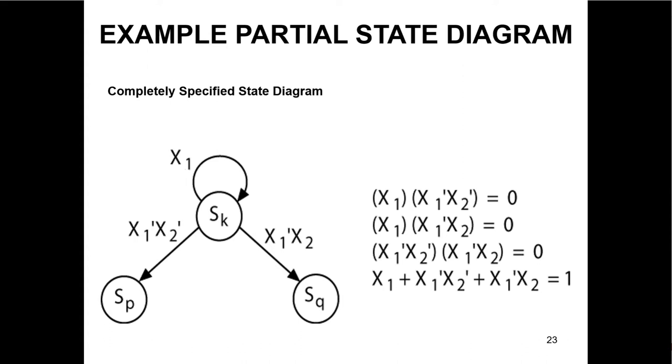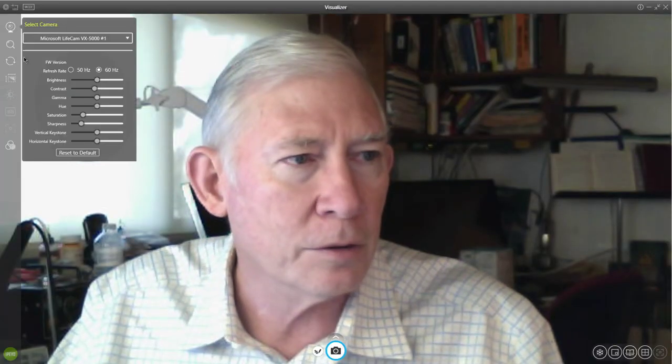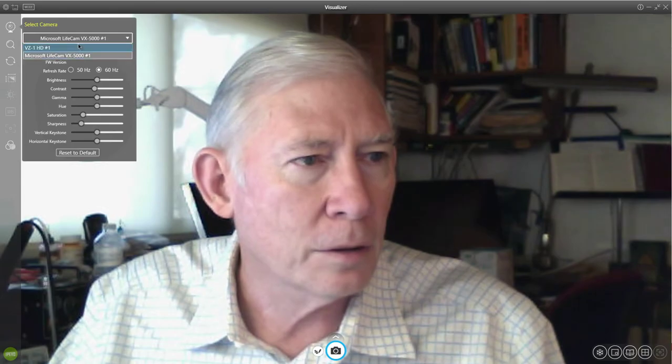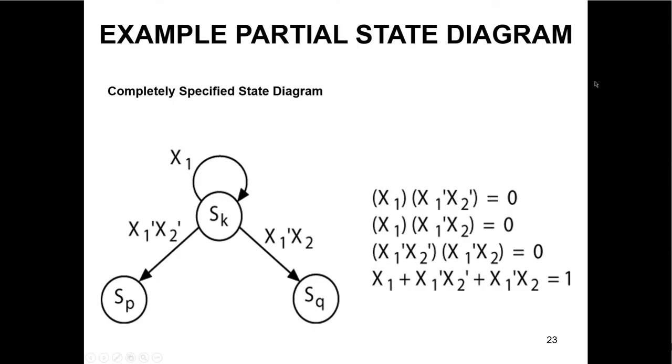So let me see if I can explain that a little better. I think this is somewhat confusing. Okay, I'm going to add this back. I'm going to expand it, and I'm going to switch cameras. Okay, and then before I do this, I'm going to shrink this down. So we'll go over here.